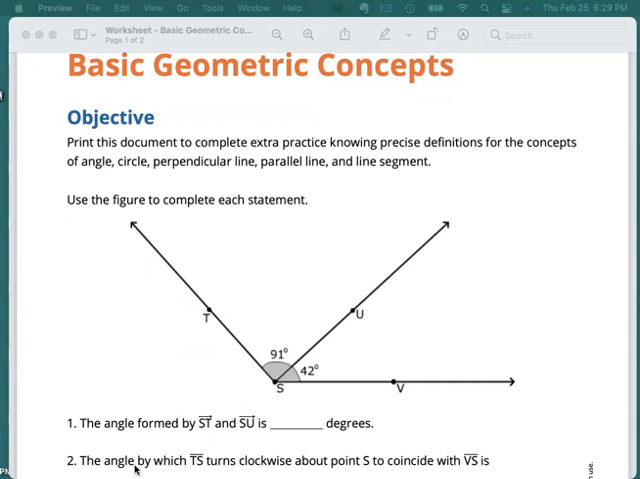Okay? The angle by which line TS turns clockwise about point S to coincide with VS. So now we're looking for the bigger angle. So TS turns clockwise, that's to the right, to coincide with VS. So it's turning that far. So that means we're going to add 91 plus 42, like this entire thing right here. So 91 plus 42 is 133.